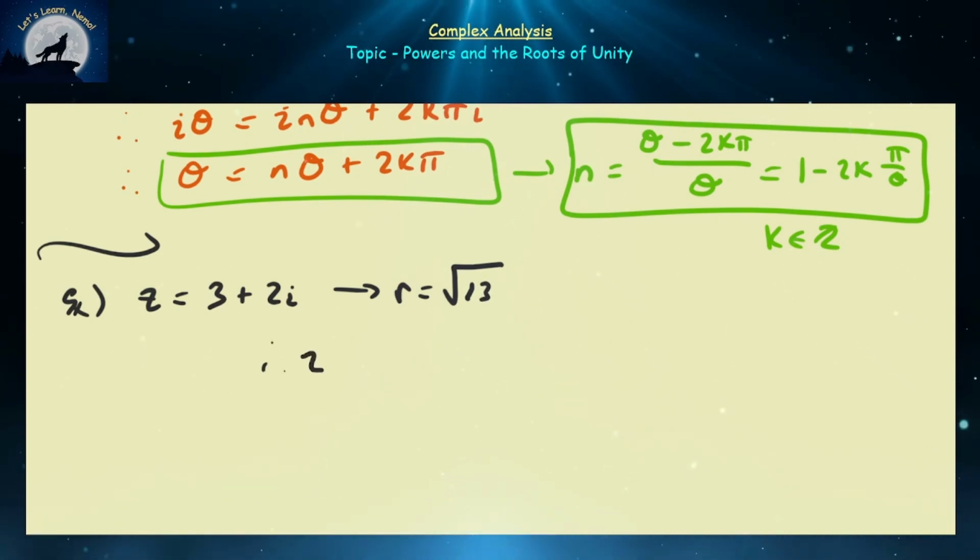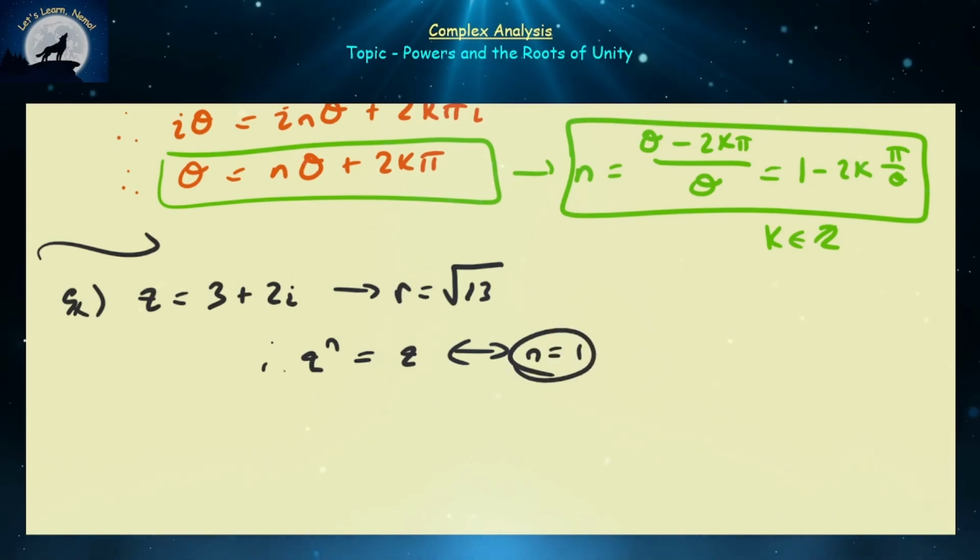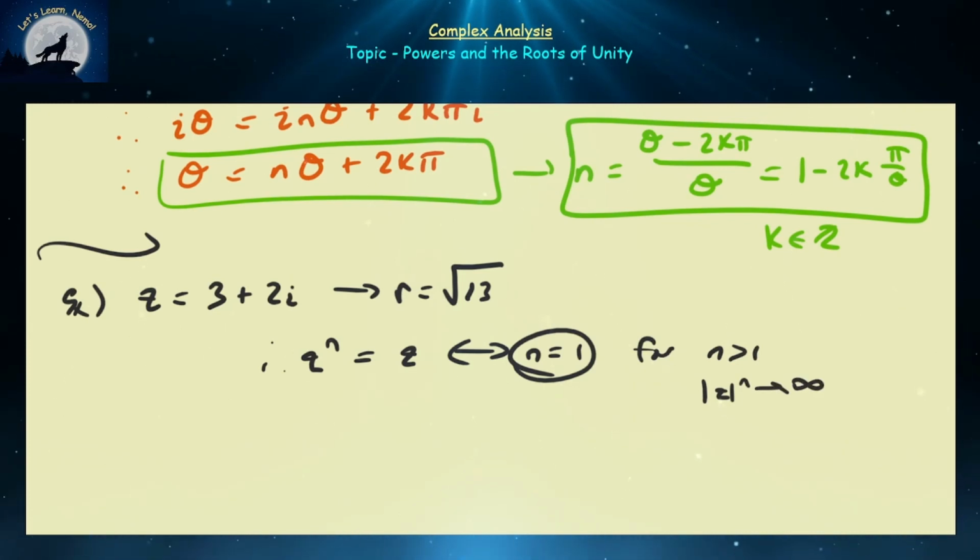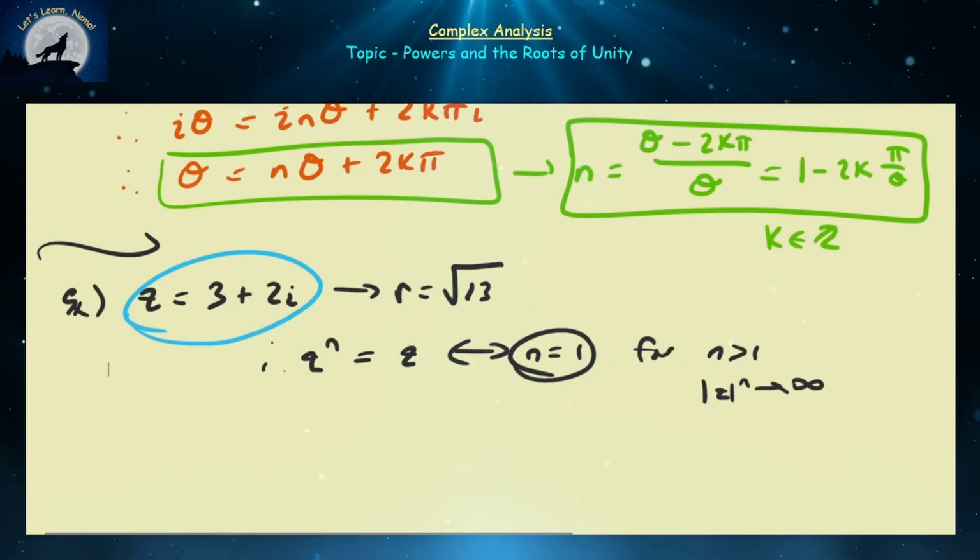So that means z to the power of n being equal to z is only true if what? Well, n must be equal to 1 is the only way, because for n bigger than 1, the norm of z to the n gets bigger and bigger and bigger. So it will never cycle back, and that's a really big problem. So if we want to find a problem where this can cycle back, what we can do is place this number on the unit circle by normalizing it.